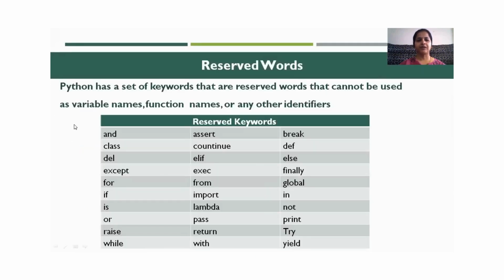Next, reserved words. Python has a set of keywords that are reserved words that cannot be used as variable names, function names, or any other identifiers. So these are the reserved words: and, class, delete, then we have print, input, return. All these are reserved words which we are using for a particular purpose, that cannot be used as identifiers or variable names.